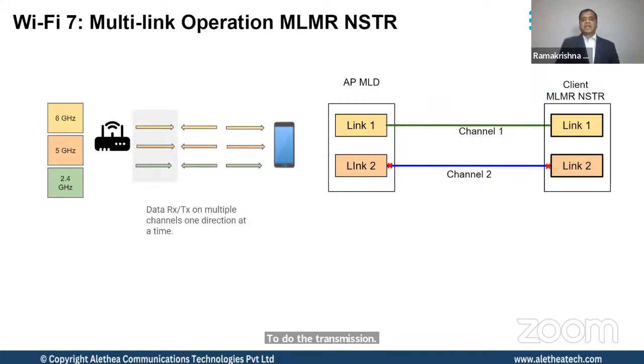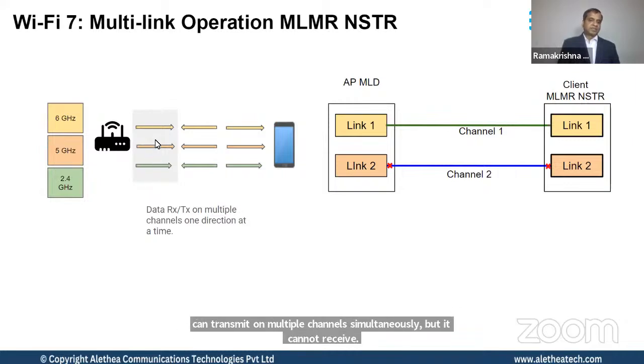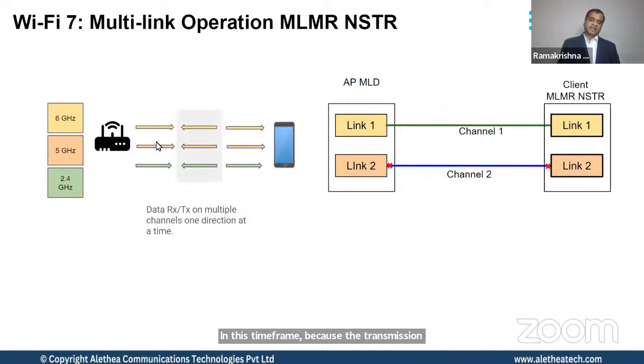The next one is MLMR NSTR. In this case, if you take each time frame, you see the arrows are in the same direction, which means it can transmit on multiple channels simultaneously, but it cannot receive in this time frame because the transmission is happening. The reception has to happen in the next time frame. And then if there is some transmission to happen, it would happen in the next time frame and so on. So some amount of synchronization is needed to actually do the NSTR way, the non-simultaneous transmission MLMR type.